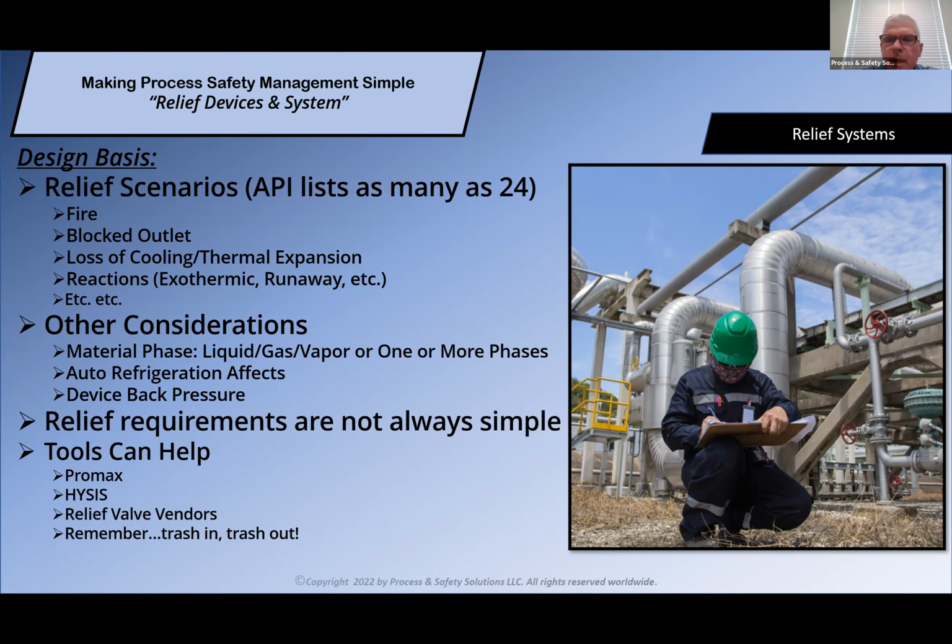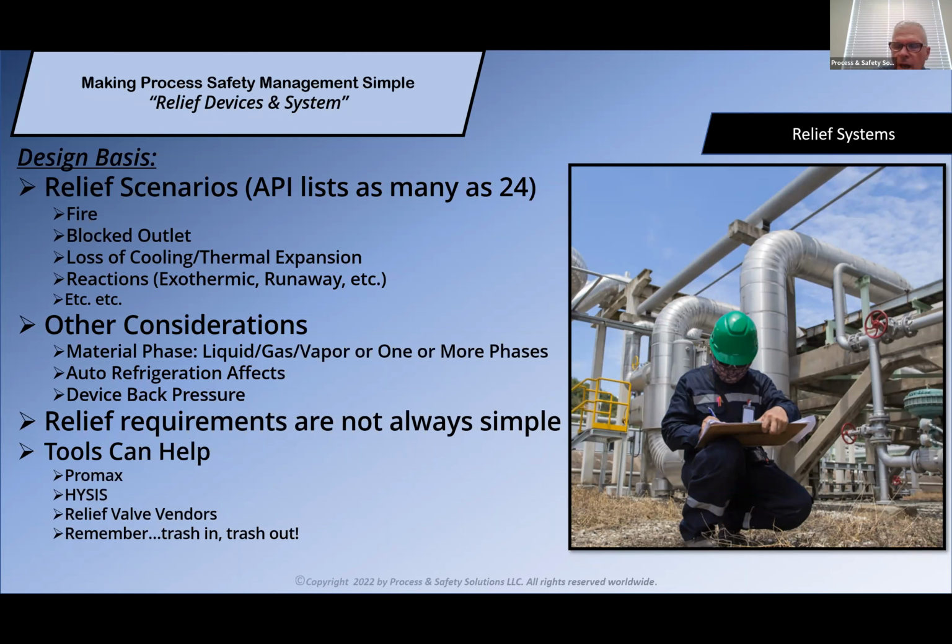Keep in mind, API has as many as 14 different scenarios and relief scenarios that must, and the point is they must be looked at. They must be determined and evaluated whether or not those scenarios exist in your facility. We're all probably familiar with scenarios such as fire, the fire case, blocked outlet case, loss of cooling, thermal expansion, reactions, whether those are exothermics, runaway, etc.